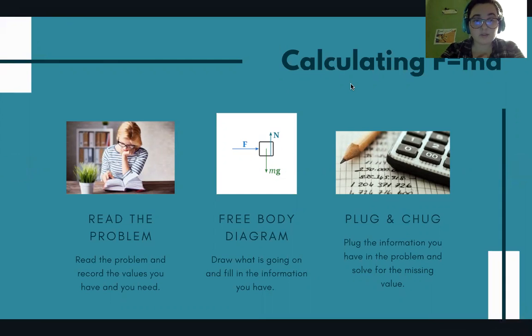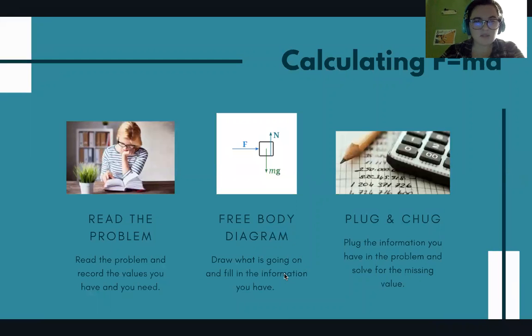So we're going to start doing some calculations in relation to force equals mass times acceleration, because this is a mathematical formula. So I want you to start by reading the problem. You're going to read it and record the values that stand out and what you need to solve for. Next, we're going to draw a free body diagram. This is just a visual representation of what is going on.